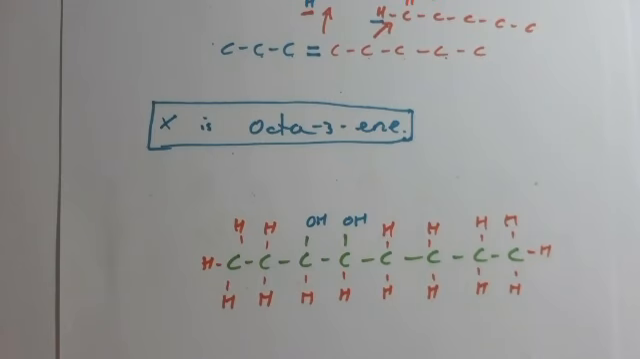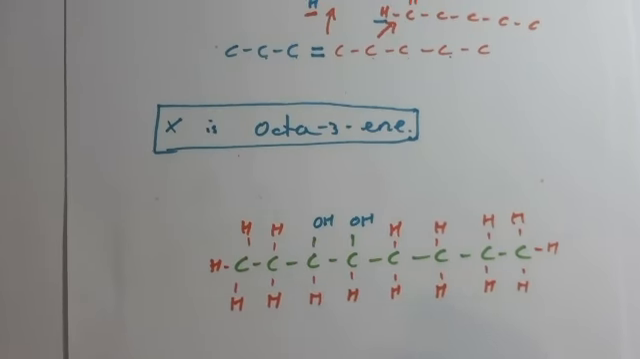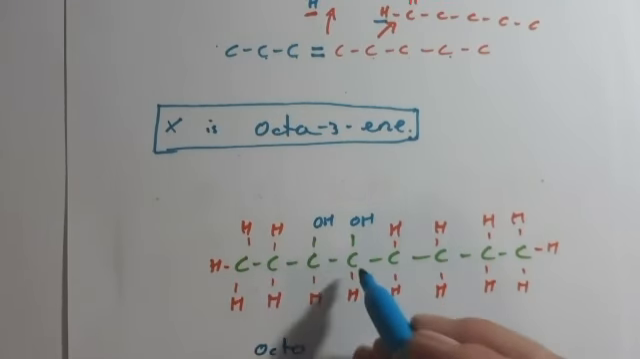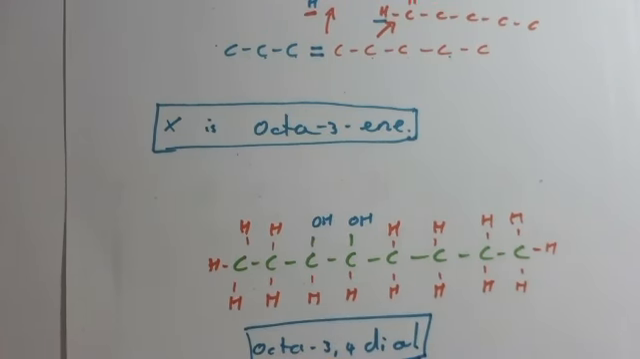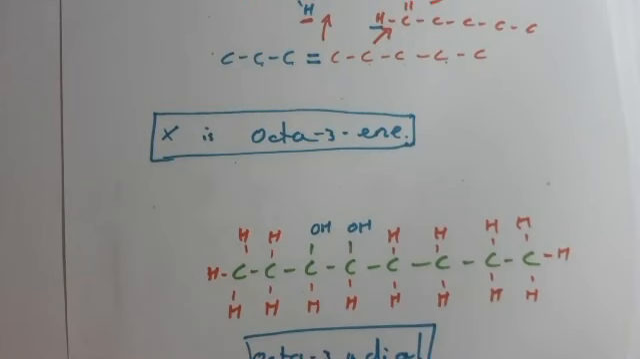Do they ask us to name this as well? Well, we can name this. It's an octa-3,4-diol. Right, let's move on to our next question, question number 4.